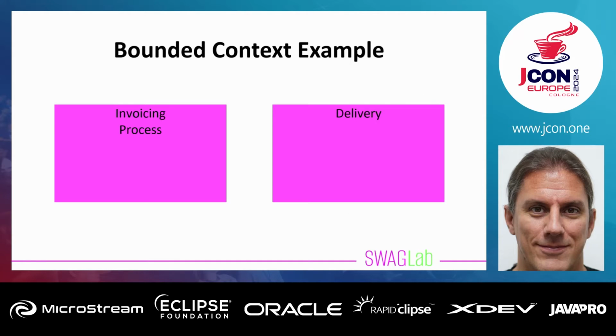So in our example, we would probably have something like an invoicing process and delivery, as I said. And now the fun part starts, and the fun part is that I ask you to build something for invoicing. Well, so we are going to have products, we are going to have customers, and whatever. Okay, cool. So let's take a look at this.